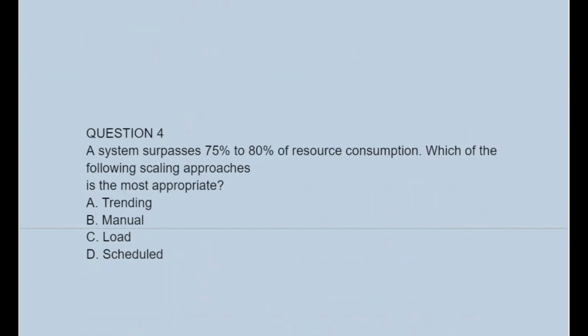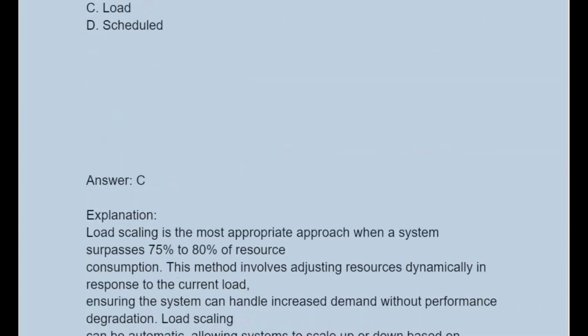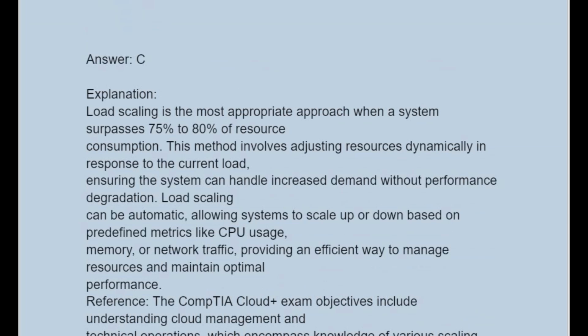Question is, a system surpasses 75% to 80% of resource consumption. Which of the following scaling approaches is the most appropriate? Option A trending, option B manual, option C load, option D scheduled. Correct answer is option C.